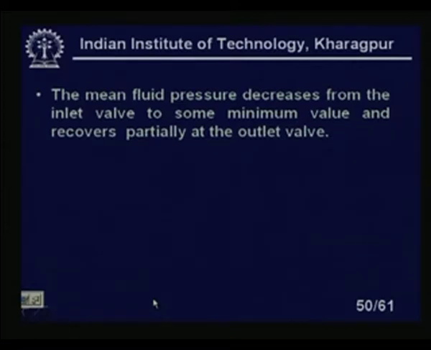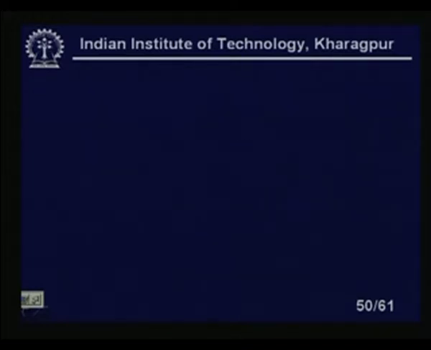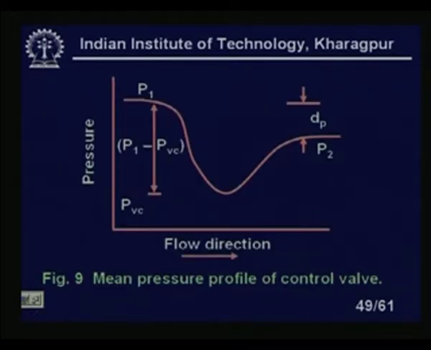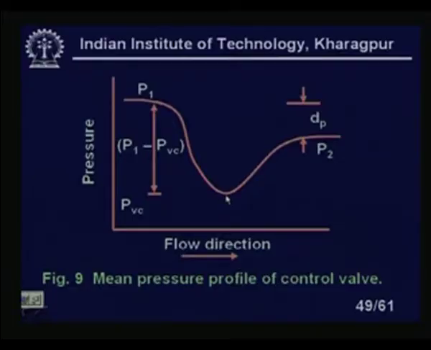Now the mean fluid pressure decreases from the inlet of the valve to some minimum value and recovers partially at the outlet. That is what I told you, like the orifice, it is the same thing. It is a restriction, is it not? A valve is very similar to restrictions. We have seen the orifice, venturi, all these things. We have seen in the case of venturi that the pressure recovery is better and the pressure drop is not that high. Here the pressure will fall because of the restriction, and again it will be recovered to some extent.